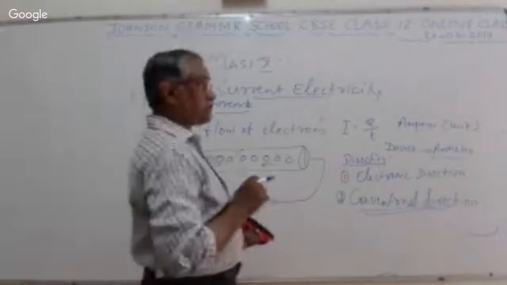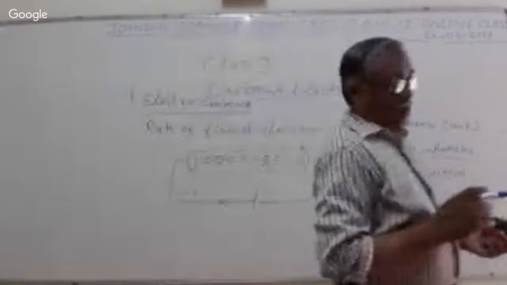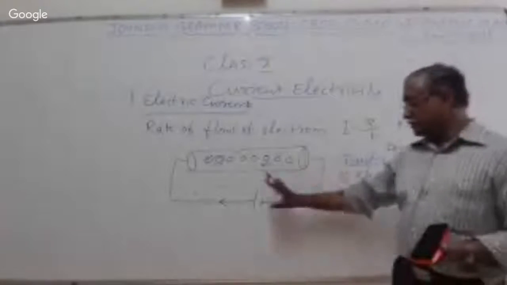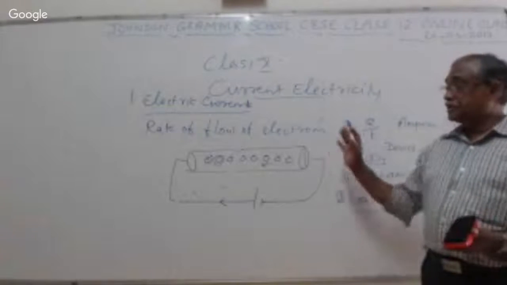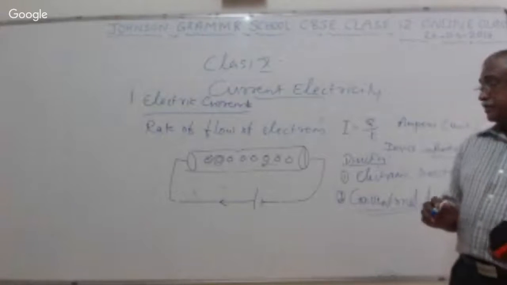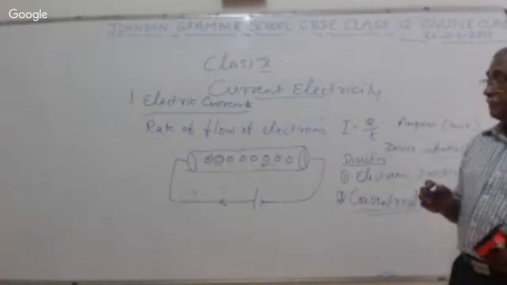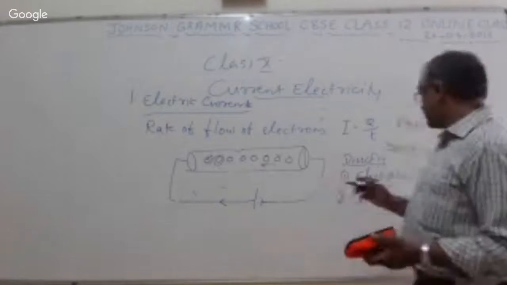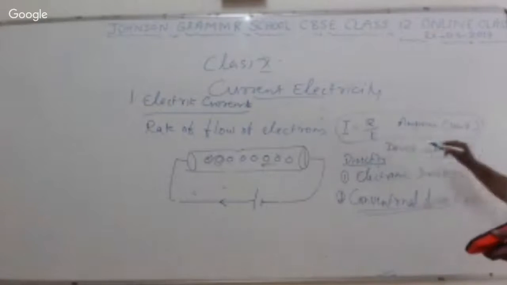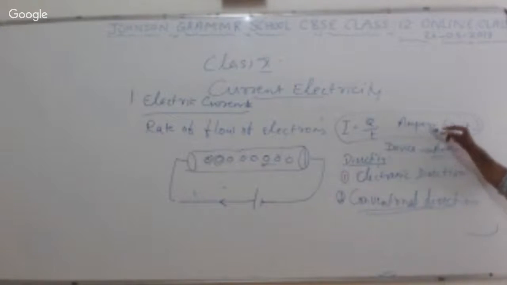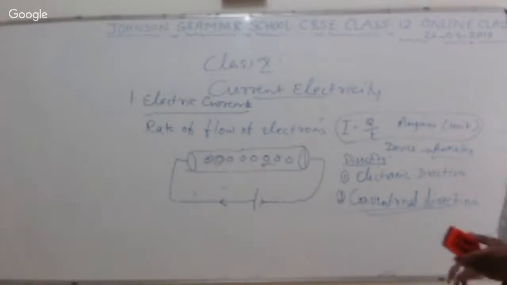It is the rate of flow of electrons when you are given a cell in the circuit, or a potential difference, so it starts moving in the direction provided by the cell. Now, the current equation is very important: I is equal to Q by T. The measuring unit is ampere and the measuring device is ammeter.